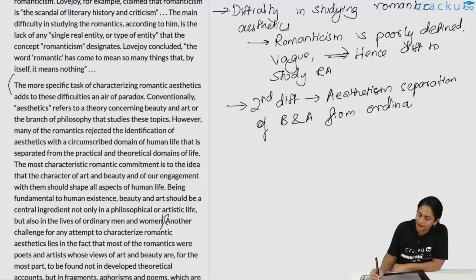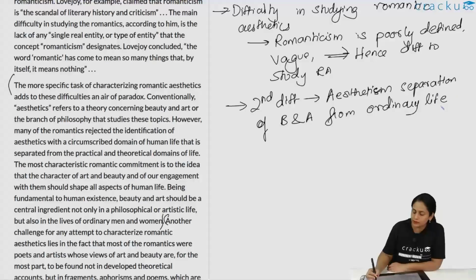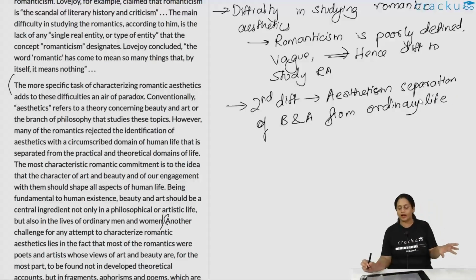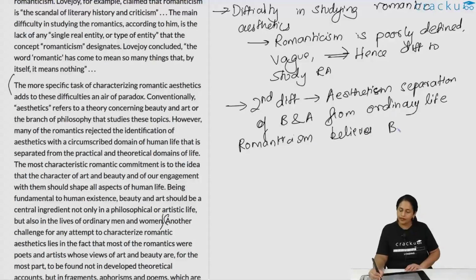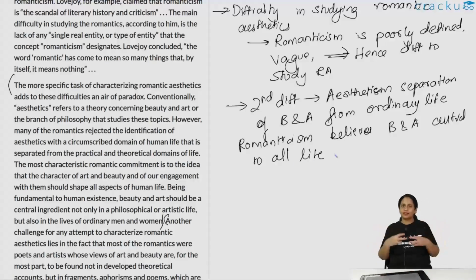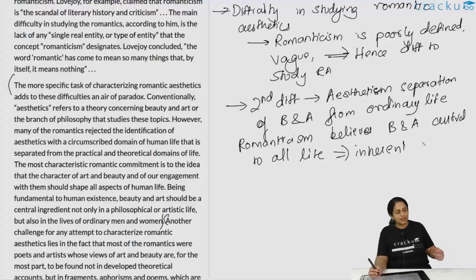Aestheticism is essentially defined as only looking at beauty and art, but romanticism believes that beauty and art should be part of everything. So when you say aestheticism, you are essentially separating beauty and art from ordinary life, but romanticism believes it should be an essential part of all life, believes beauty and art are central to all life. So what is the problem from that? The fact that these two have opposite ideas about the role of beauty in life means there is an inherent paradox.